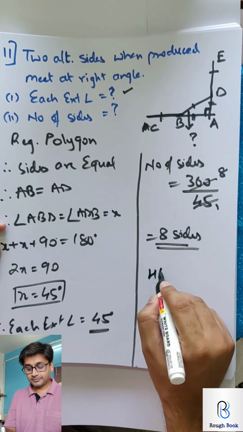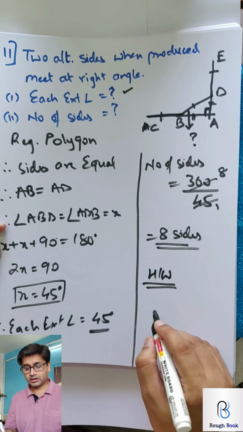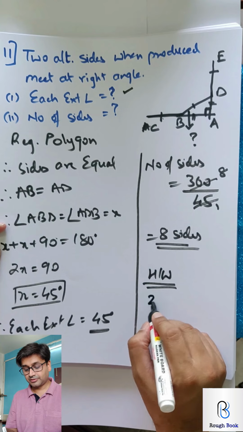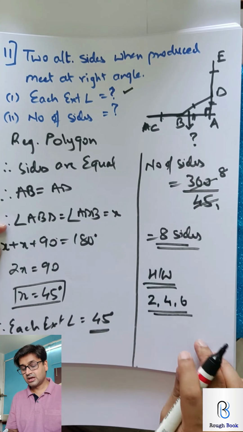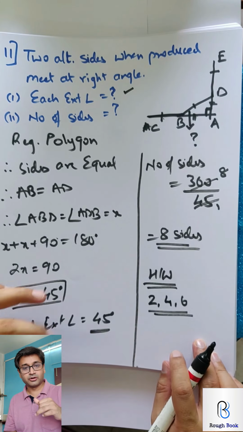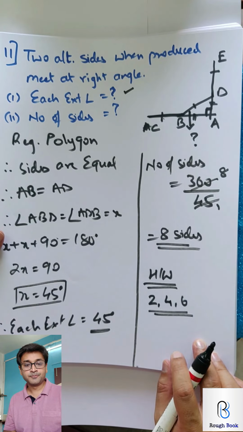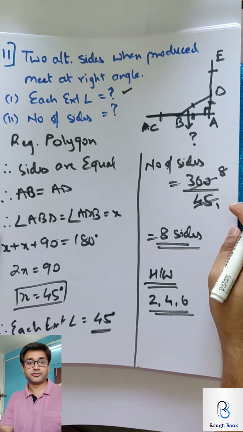Good. Homework. Very little homework I am giving you. I want you to do sum number 2, 4 and 6. Because the rest of the sums from 7 onwards all I have done in this video, so you get the maximum advantage of the video.